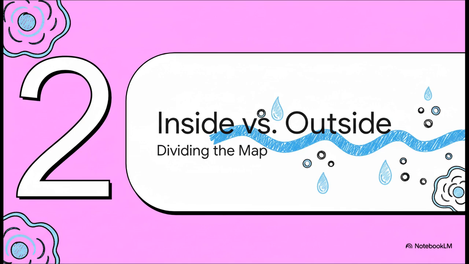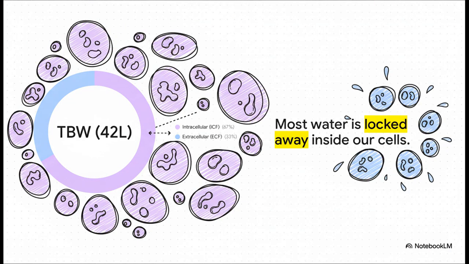Okay, so we've got our 42-liter world, but it's not just one big swimming pool inside of us. The very first and most important line we draw on our map is a massive one. It's the line separating the water inside our cells from all the water outside our cells. And this slide right here, this is the first big surprise for a lot of people. A full 2/3 of all our body's water, a whopping 28 liters, is actually locked away inside our trillions of cells. We call this the intracellular fluid, or ICF. That leaves only 1/3, just 14 liters on the outside, and that's the extracellular fluid, or ECF.